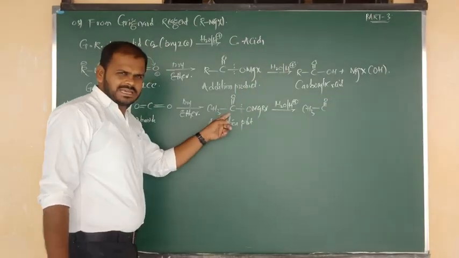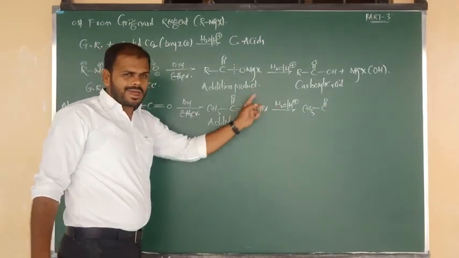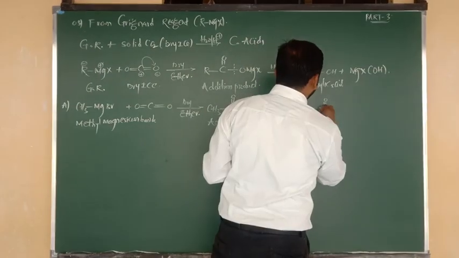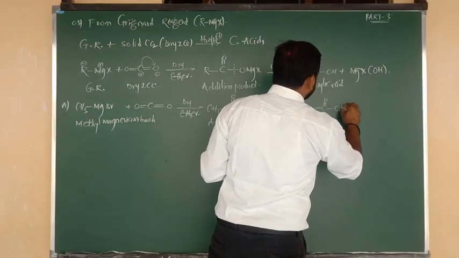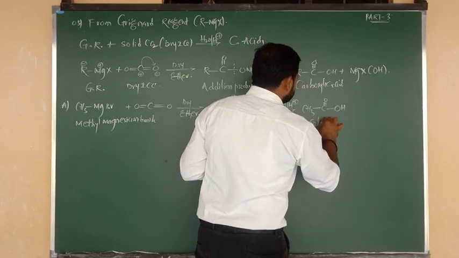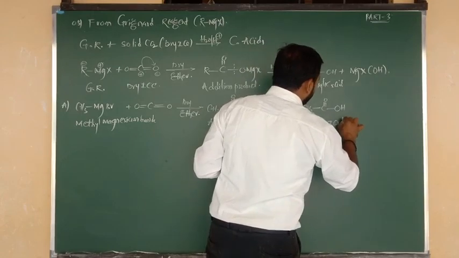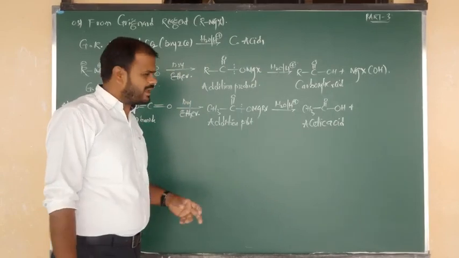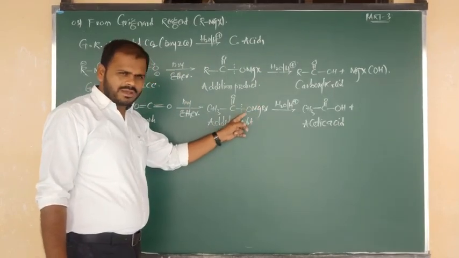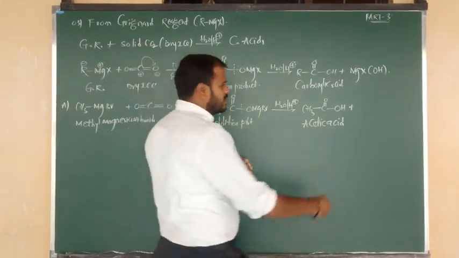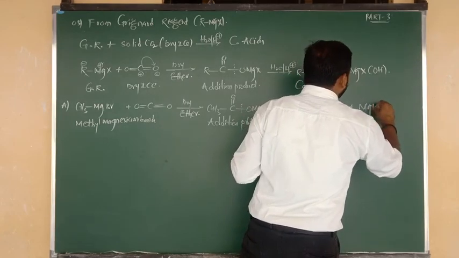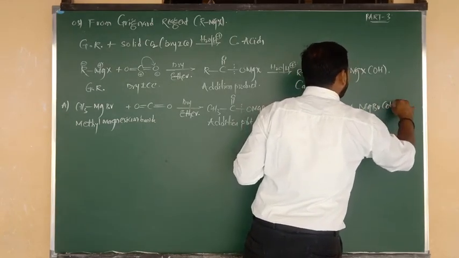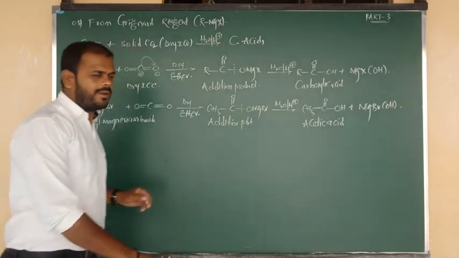Next, the central C carries a positive charge. It is attacked by OH minus from a water molecule. That means the product is nothing but acetic acid. The remaining byproduct is MgBrO minus, which is attacked by H plus. So the name of the byproduct is MgBrOH, that means hydroxy magnesium bromide.